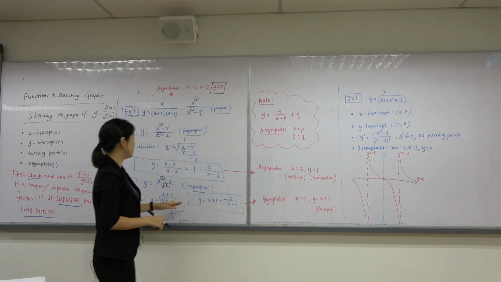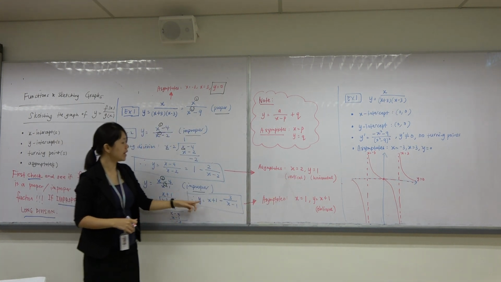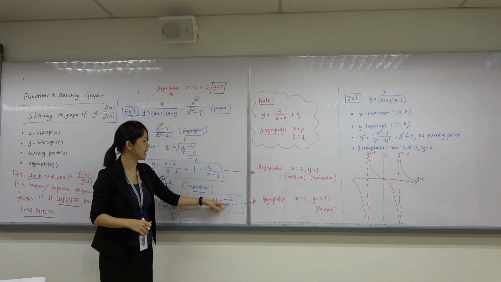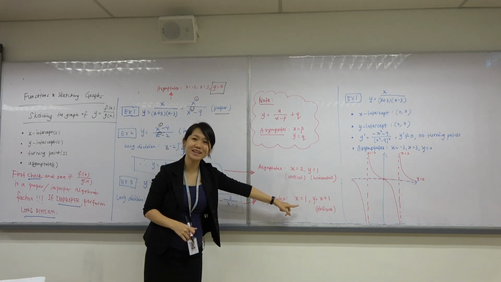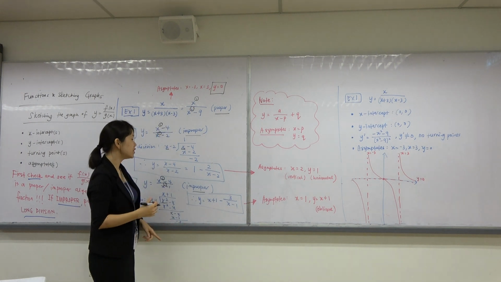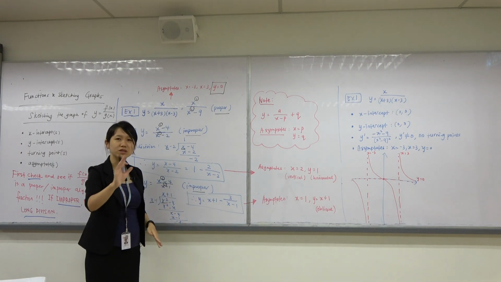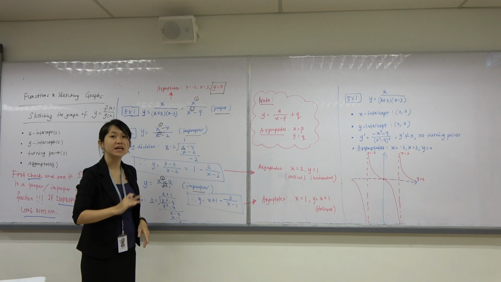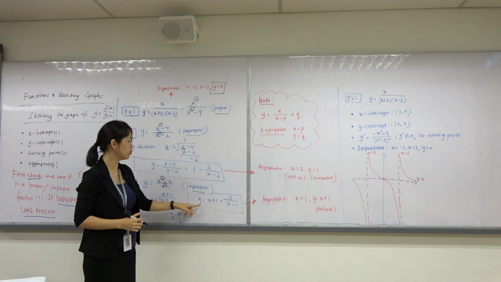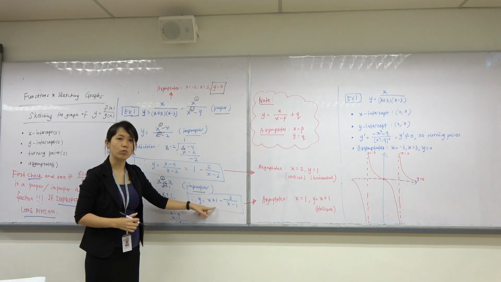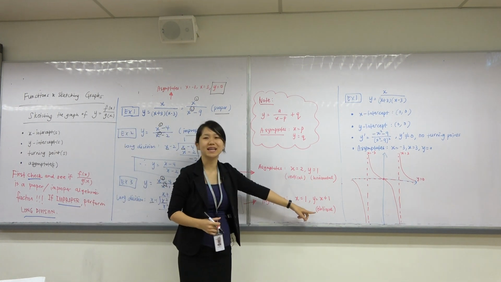Okay, and what about the last one? We have y equals x plus 1 minus 3 over x minus 1. Vertical asymptote will definitely be x equals 1. What about your horizontal asymptote? For this case, there wouldn't be a horizontal asymptote. Instead, you will get an oblique asymptote because y equals x plus 1.